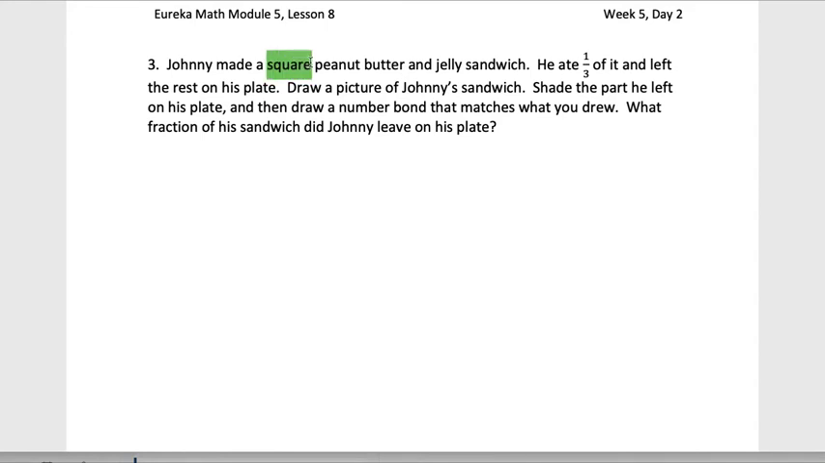Okay? He ate 1/3 of it and left the rest on his plate. Draw a picture of Johnny's sandwich. Shade the part he left on his plate, and then draw a number bond that matches what you drew. What fraction of the sandwich did Johnny leave on his plate? So if you shade in 1/3 of his sandwich, how many thirds do you have left over? Make sure you draw a picture and draw a number bond.